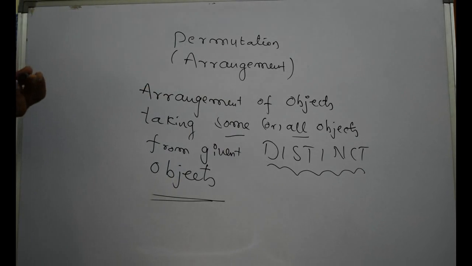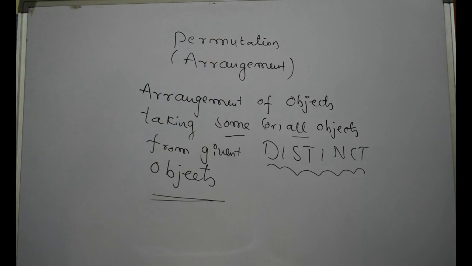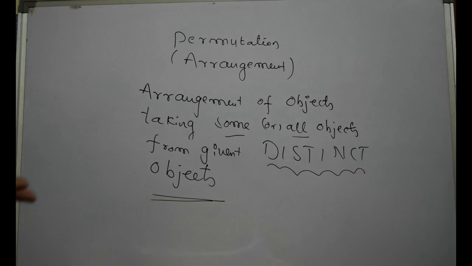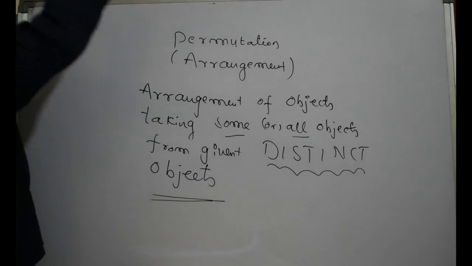So I think you understood what permutation is. Permutation is simply an arrangement of objects, whether the given objects are distinct or some of them are similar, still we will say that is an arrangement only. That arrangement is a permutation.